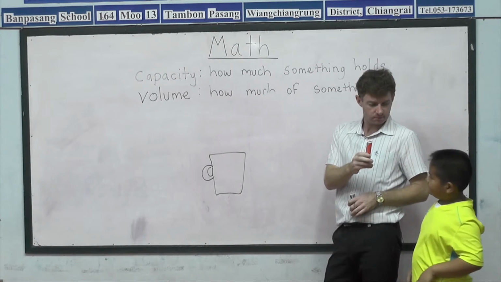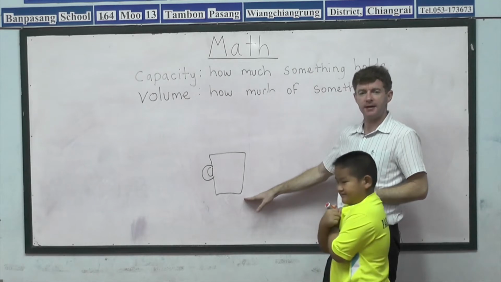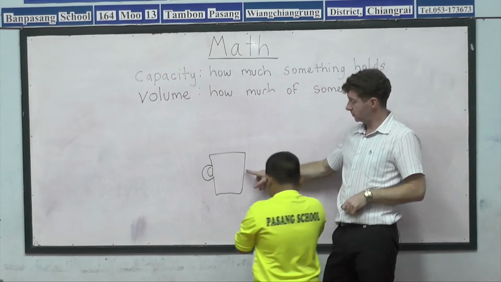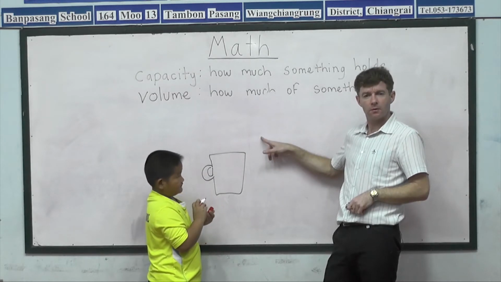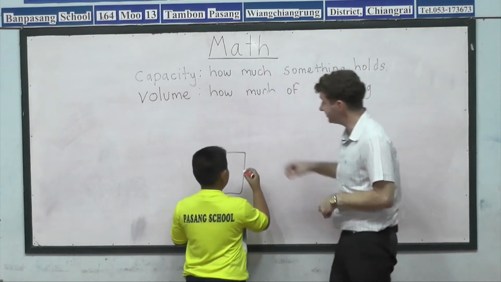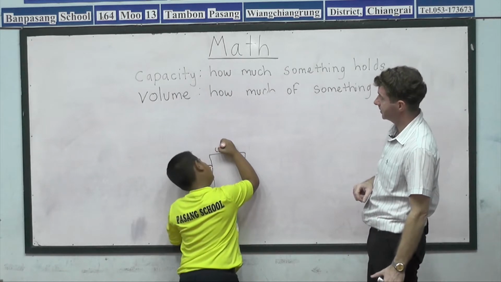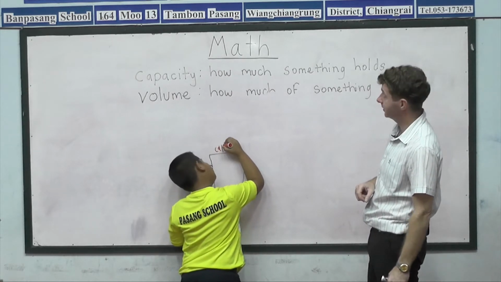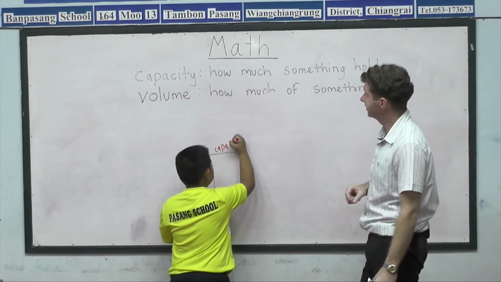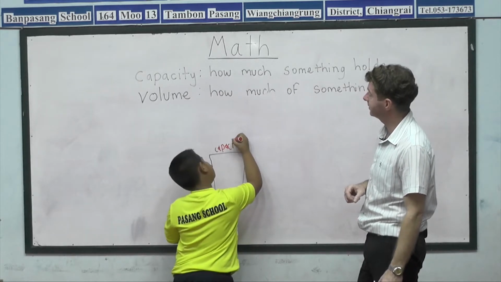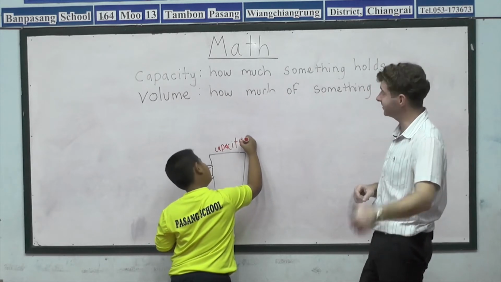So, Net, can you write capacity for me? Where does capacity go again? At the bottom? At the bottom, in the middle, or at the top? At the top. Always at the top. Capacity: C, A, P, A, C, I, T, Y. Okay, capacity.